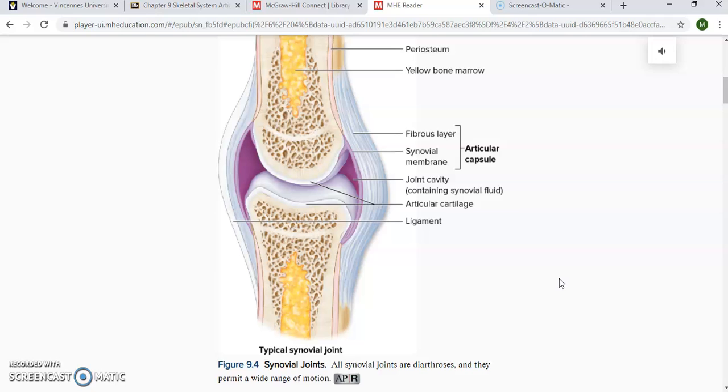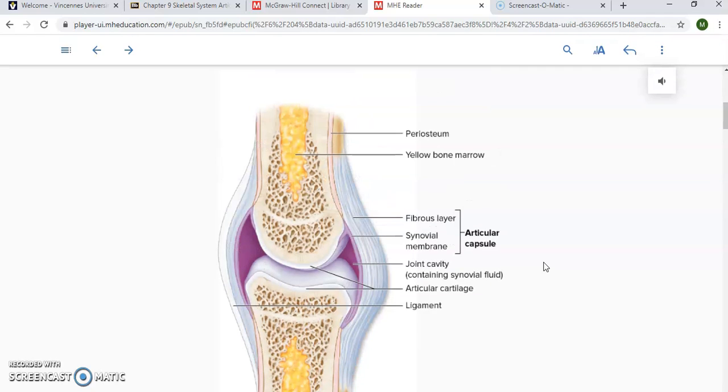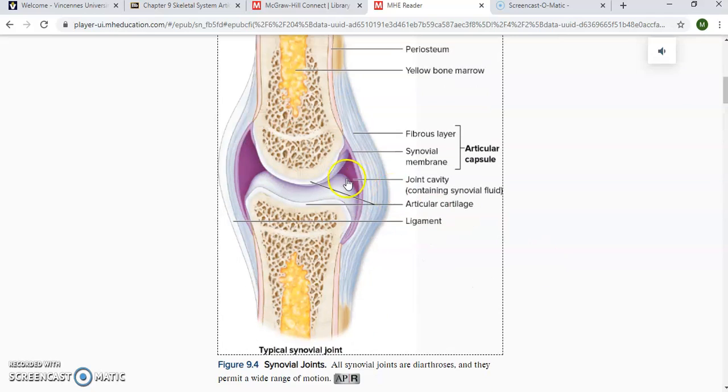So they just have a generic joint here. I kind of look at this and think it's probably one of the joints in our fingers, the way the bones look. But this would be like a typical synovial joint in the body. So we have this, you can see this is bone, and obviously it's an adult. All we have is an epiphyseal line here. We don't have the growth plate anymore.